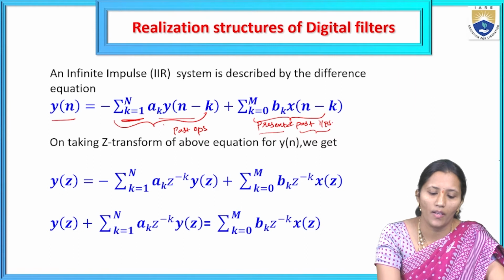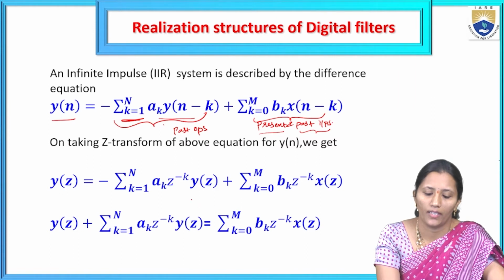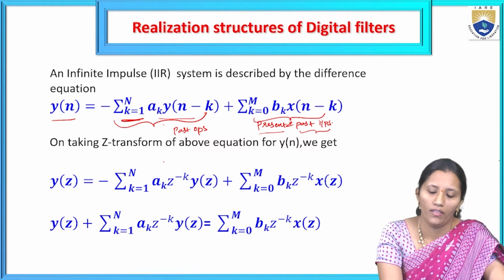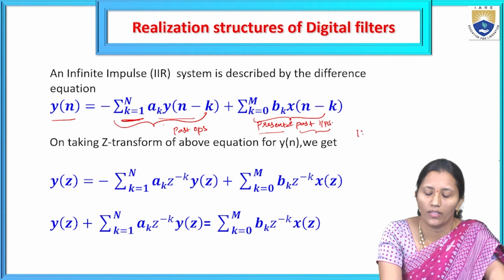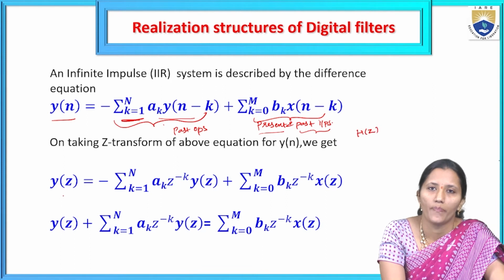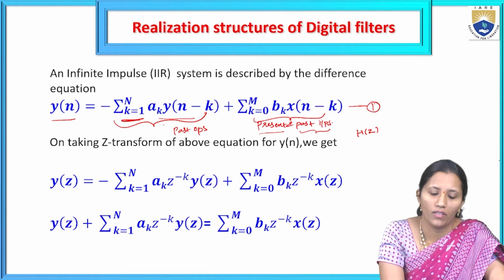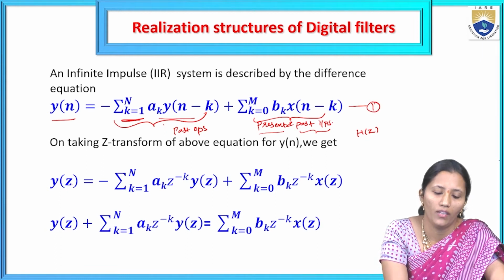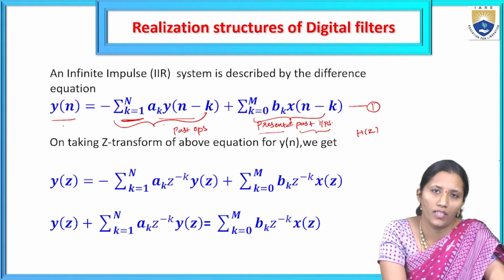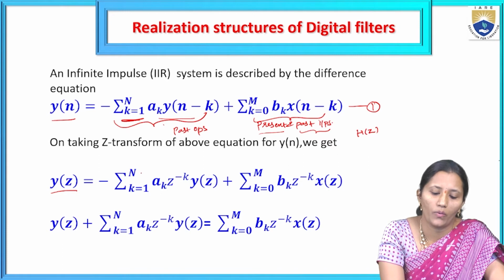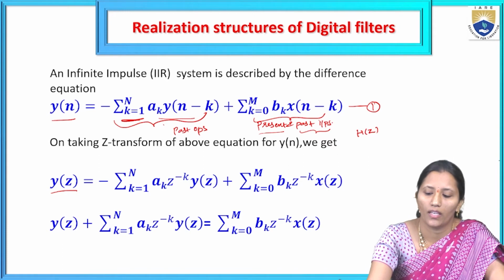So this is the general difference equation we are taking, and we are going to apply the Z transform to y of n. Here the main aim is to find the transfer function. So we are applying the Z transform to the above equation, that is equation 1. If we apply the Z transform to y of n, we get Y of z is equal to minus sigma k equals 1 to N a_k y of n minus k.